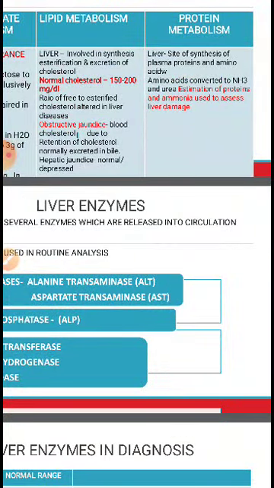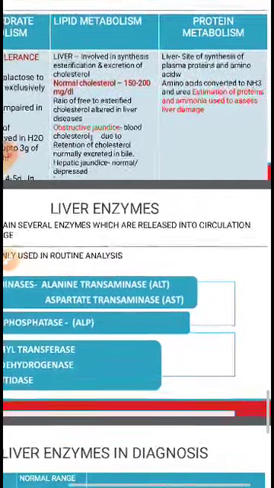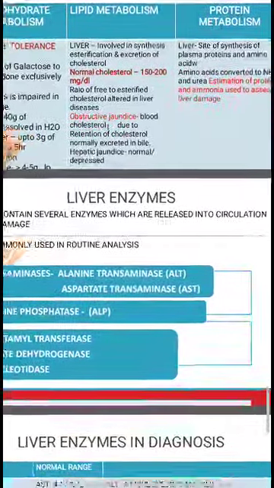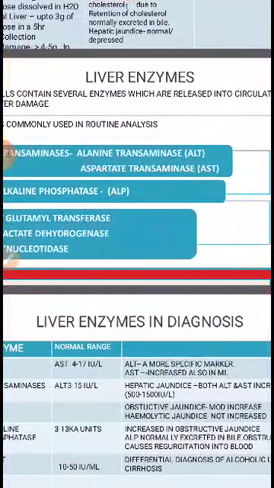The liver is also the site of synthesis for plasma proteins and amino acids. The amino acids are converted to ammonia and excreted as urea. As I told you before, the estimation of proteins and ammonia can be used to assess liver damage.